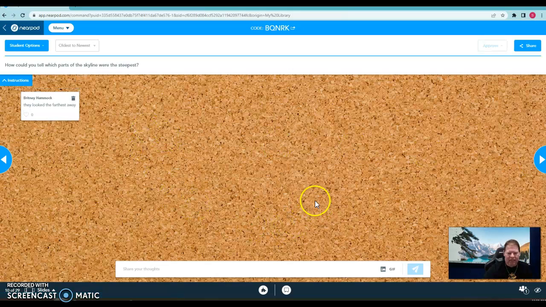Then you go to the next corkboard question: how could you tell which parts of the skyline were the steepest? They look the furthest away. Once again, I can control what the students post on the board and what they can see. I have to approve it in the teacher view before it goes up there.